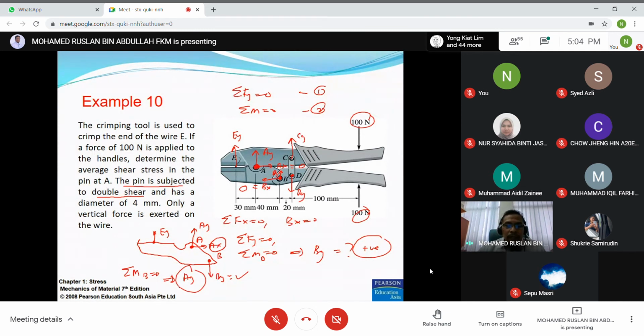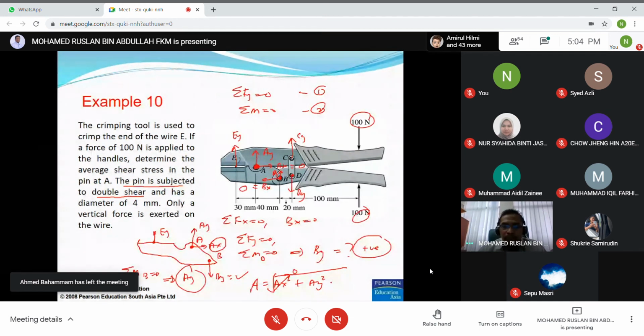And then after that, you determine the resultant of the reaction force at pin A. So at pin A equal to the square root of Ax squared plus Ay squared. So Ax equal to 0, so A equal to Ay. Resultant force at A equal to Ay. That is the reaction force at pin A.